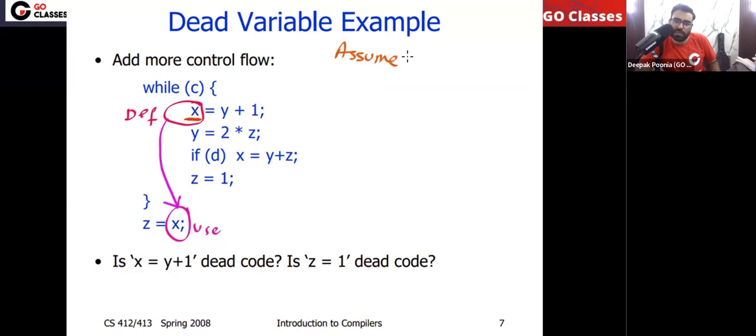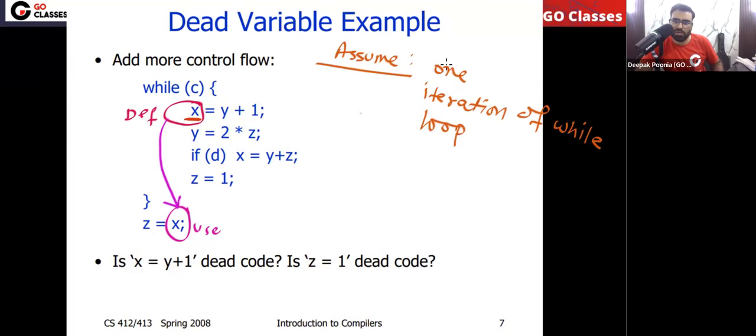Because at runtime this might happen, assume only one iteration of the while loop. In the second iteration, let's assume this condition becomes false, and assume d is false.